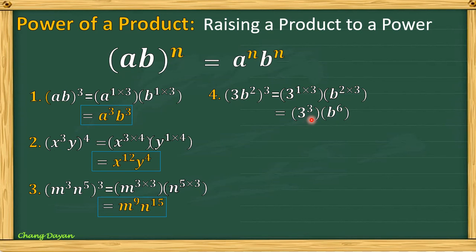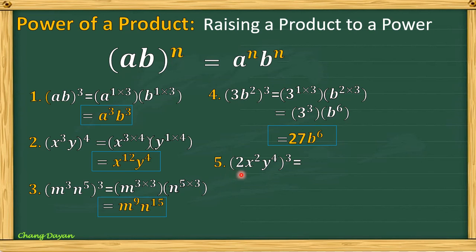So, 3 cubed means 3 times 3 times 3. So, 3 times 3 is 9. Times 3 will get 27. Then, copy b raised to 6. Therefore, for number 4, our answer is 27 b raised to the 6th power.